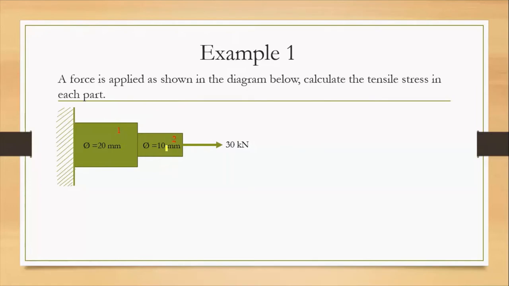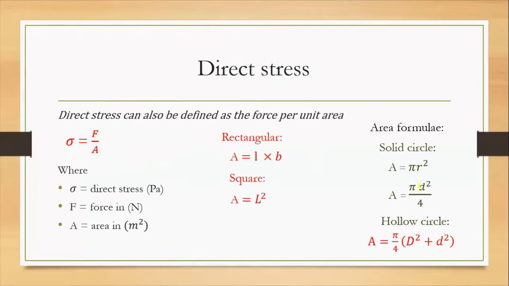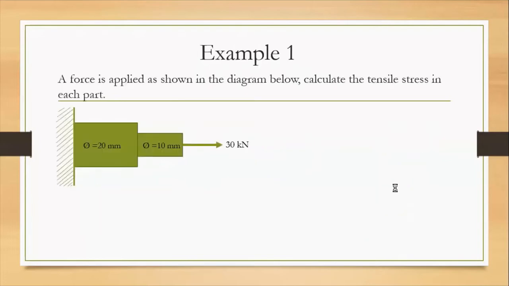So for us to get the stress in each part, you know that the formula for stress is force over area. So we already know the force is 30 kilonewton. Now all we need to know is what is the area for part number one, and what is the area for part number two? From the previous equations, we know that area is equal to pi r squared or pi d squared, depending on which one you prefer to use. I prefer to use the first one. So area one is equal to pi r squared. The radius on area number one is going to be 10 because we divide the diameter by two, that's why, of course, 0.01. Then this is the value of our area one.